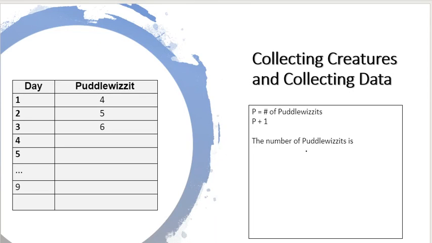If we go back to our original t-table, we know that our puddle wizard populations, those mysterious and made-up creatures of the deep, are increasing in size by 1 each day, starting from 4. The variable p represents the number of puddle wizards, and the expression increasing by 1 is represented by p plus 1. But in order to make a more accurate prediction for the future, we need to link the values from the day to the number of puddle wizards that we have.